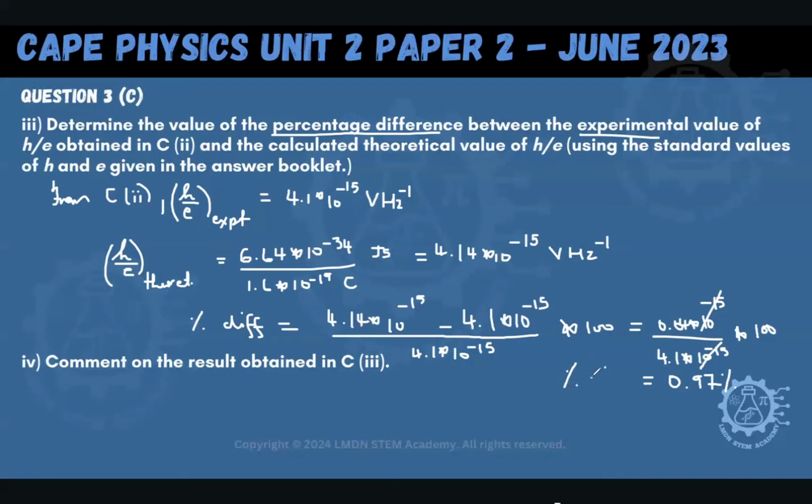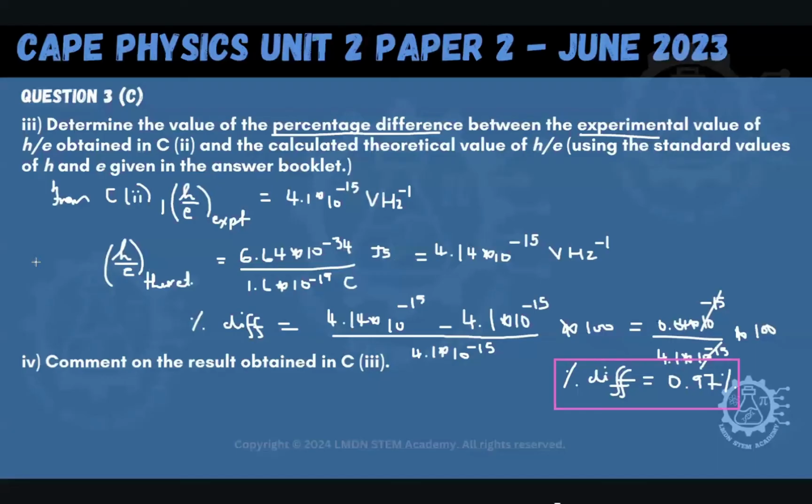So that's our answer for the percentage difference. Let's write that percentage difference and box it in, lock that in. That is our final answer for the percentage difference. Let me make that box a little bit smaller. So 0.97% is the percentage difference between the experimental H over E and the theoretical H over E.